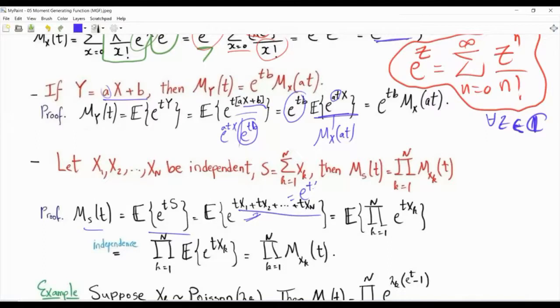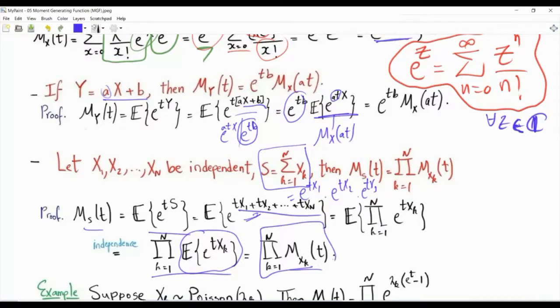So this is e to the tx1 multiplied by e to the tx2 multiplied by e to the tx3, and because the x's are independent, the expectation of a product is a product of expectations. This is what we have because of independence. And then what is this thing? For xk, this is its moment generating function, m of t sub xk. So again, you start with the moment generating function of a sum, and you end up with a product, much easier to handle than doing convolutions and stuff like this.